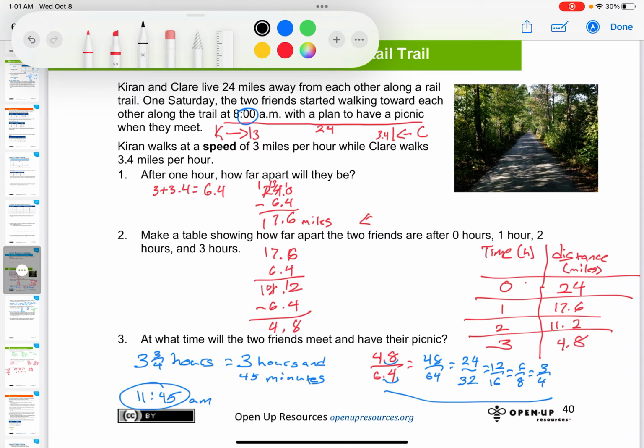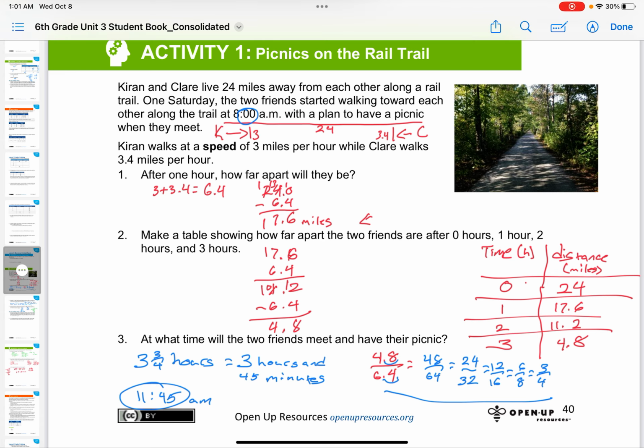So here it goes. We've got Kieran and Claire who live 24 miles away from each other along a rail trail, whatever that is. One Saturday, the two friends start walking toward each other along the trail at 8 a.m. with a plan to have a picnic when they meet. Kieran is here and Claire is here. So after 1 hour, Kieran's walked 3 miles and Claire's walked 3.4.